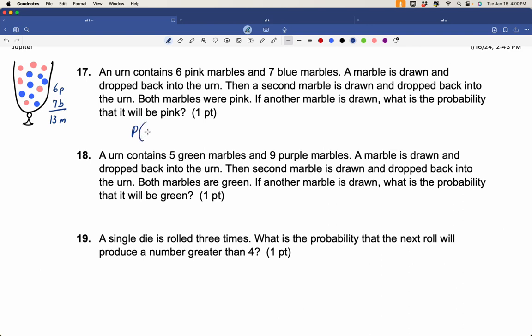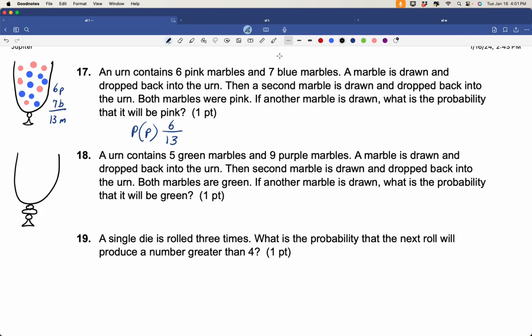The probability that it will be pink is we have 13 marbles and 6 of them are pink. So we have a 6 out of 13 chance of drawing a pink marble. That's it. So let's look at another urn. I'm going to draw another cute little urn over here. This one, I'm going to make it even fancier. Look at that. Put it on its little stand right there.